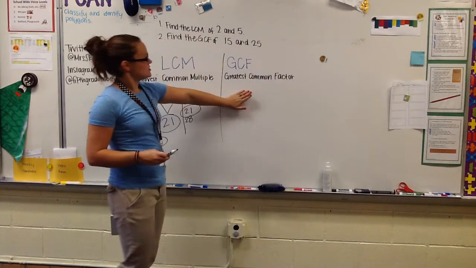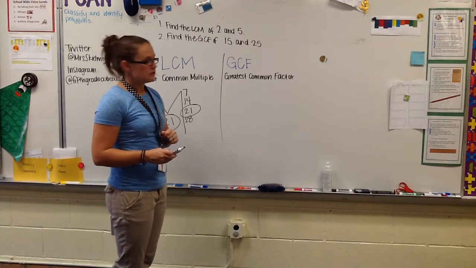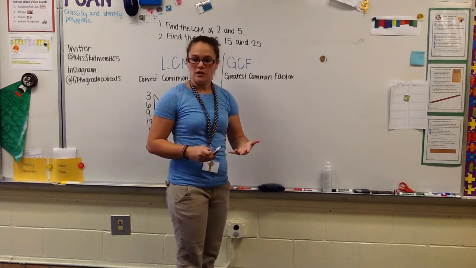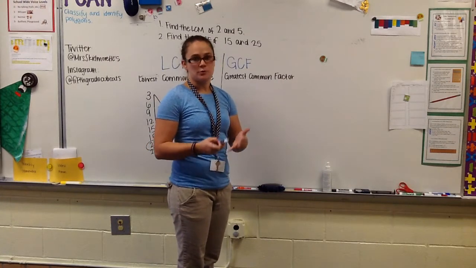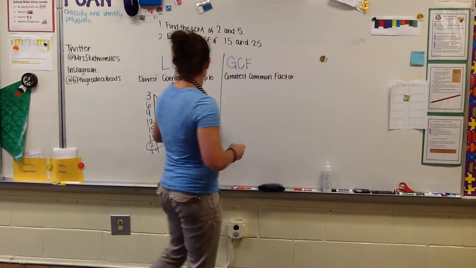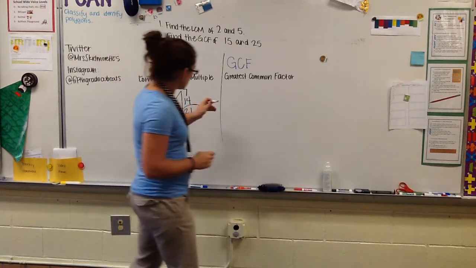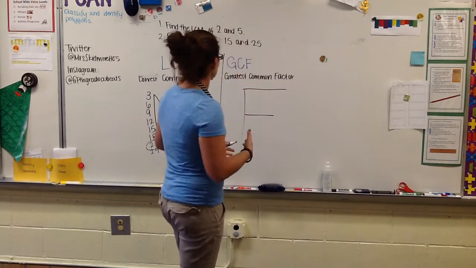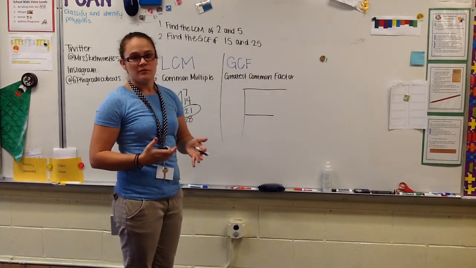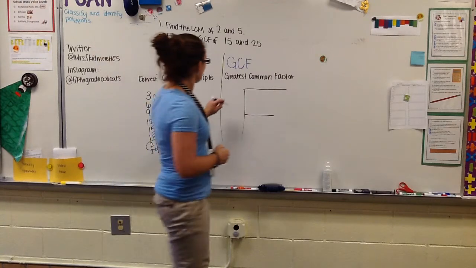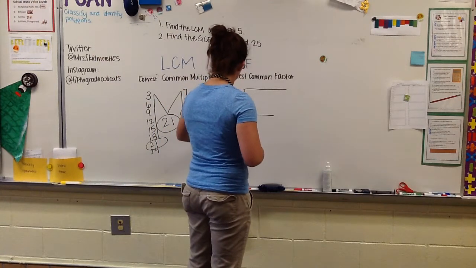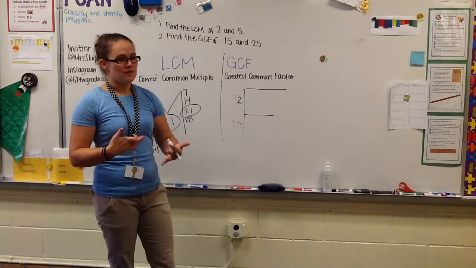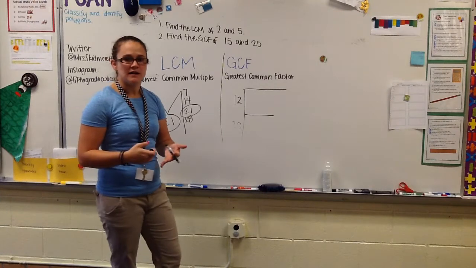So now we're going to switch gears, and we're going to talk about our greatest common factor. So our greatest common factor, if you remember, a factor is any number that can be multiplied to equal a product. Okay? So, like we drew a big M for multiple, we're going to draw a big F for factor. So, if I'm finding the greatest common factor of 12 and 20, then I'm going to list out my factors. I'm going to list the things that multiply to equal those two.